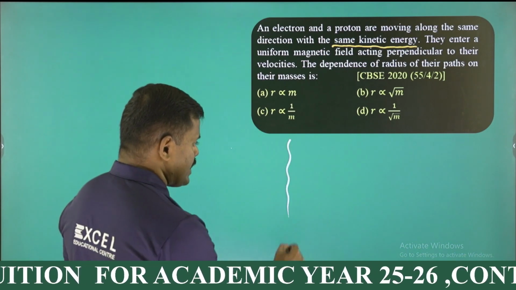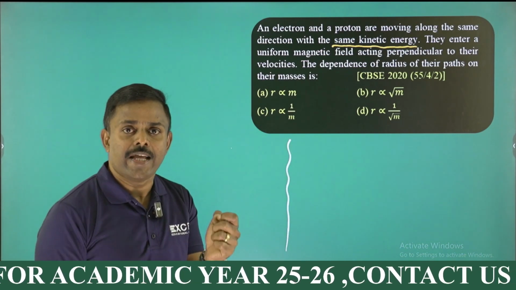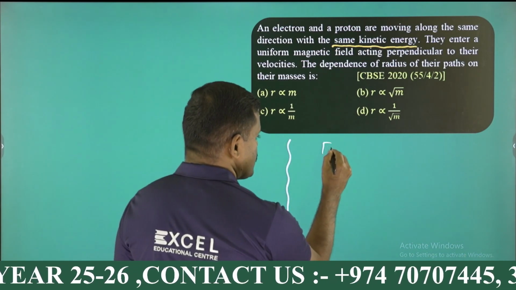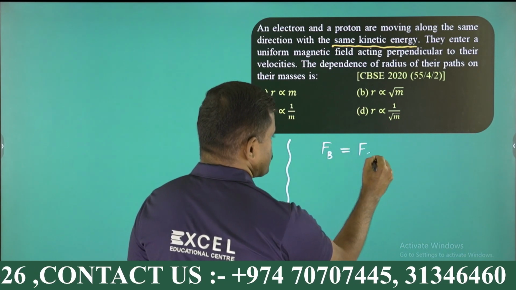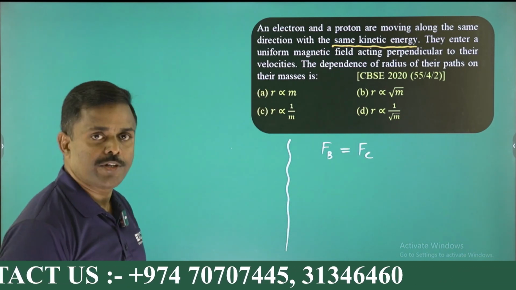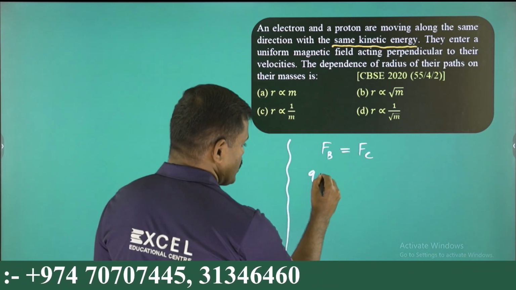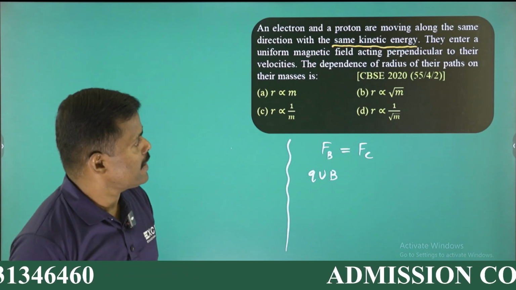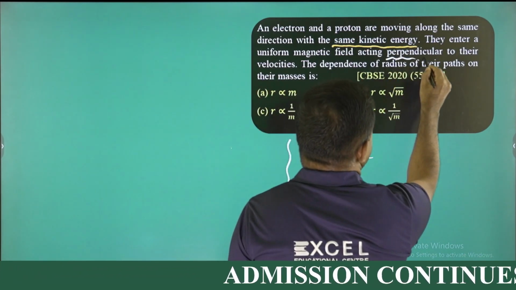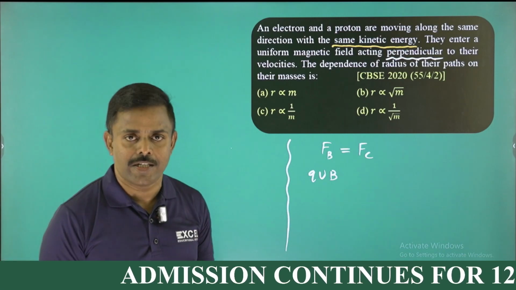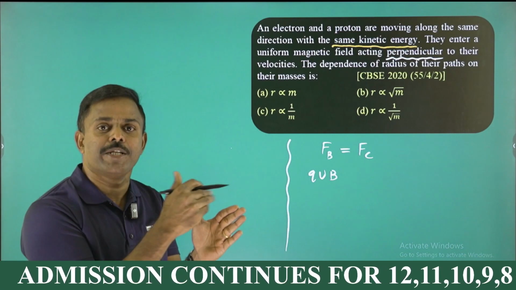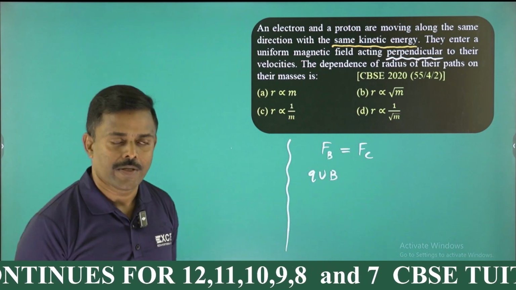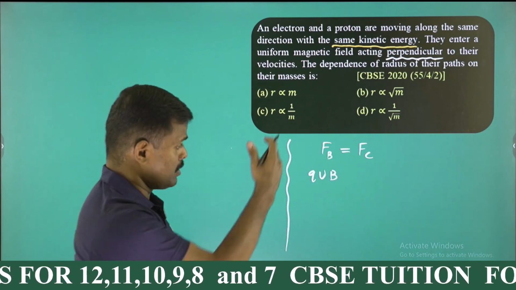I told you that whenever a charged particle enters a magnetic field, it experiences a force. And that force acts as centripetal force always, right? FB is equal to FC. What is magnetic force? QVB. Then you may ask, won't that be QVB sine theta? No. Why? Because they say acting perpendicular. Perpendicular means theta is 90. The particle enters perpendicularly. So QVB sine 90. Sine 90 is 1. Which would be the case in most of the questions.